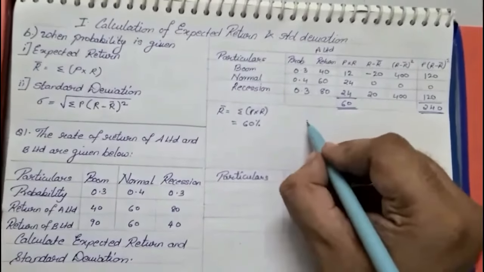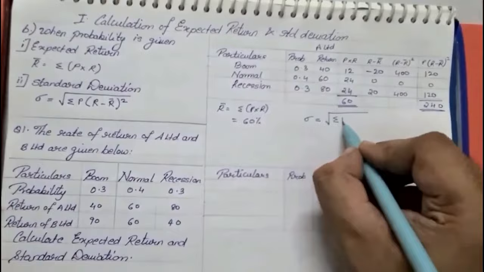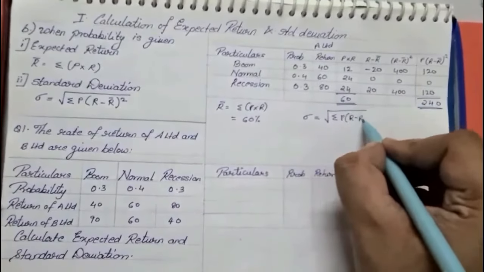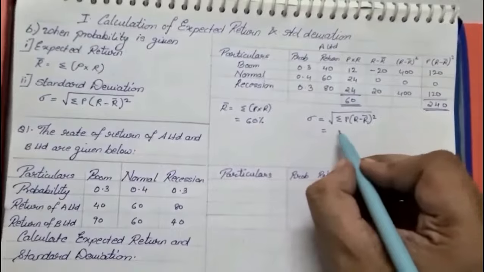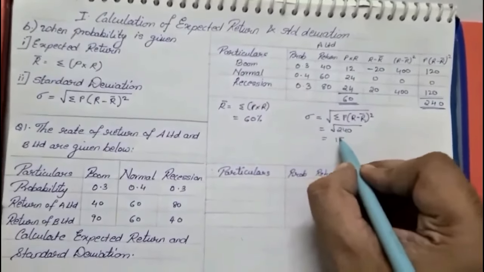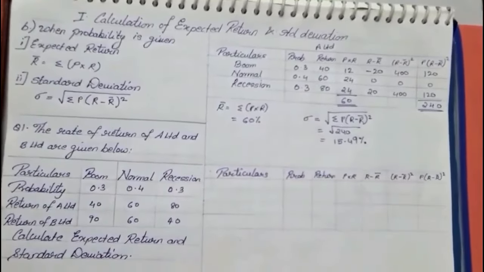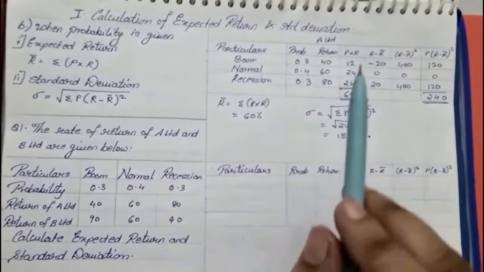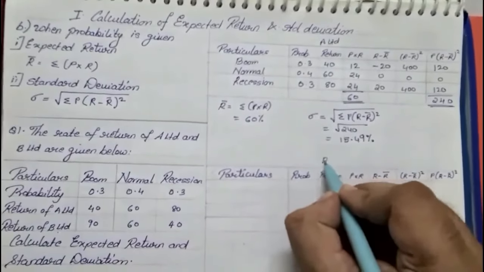So now finally we need to apply into the formula of standard deviation, which is nothing but the root of summation of P into R minus R bar the whole square, so that will be the root of 240, which comes to 15.49%. This is how we had to solve for A limited. Now similarly we'll go for the next one, that is B limited.